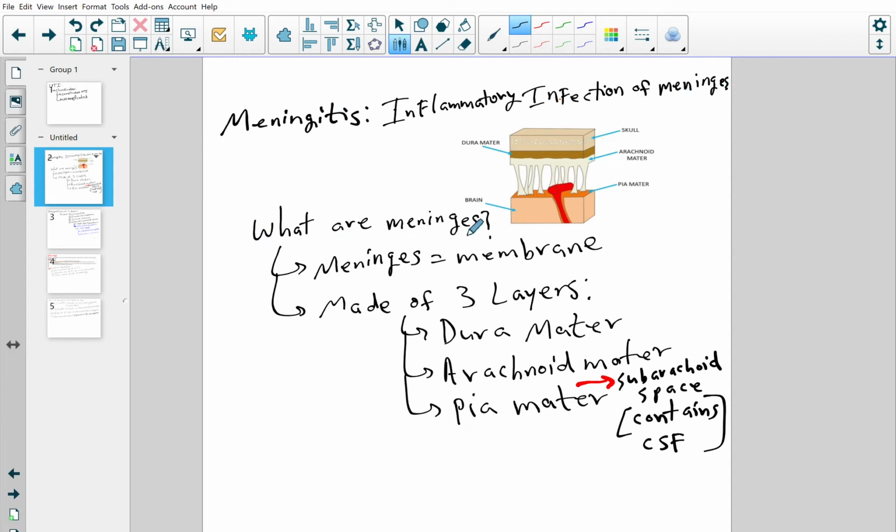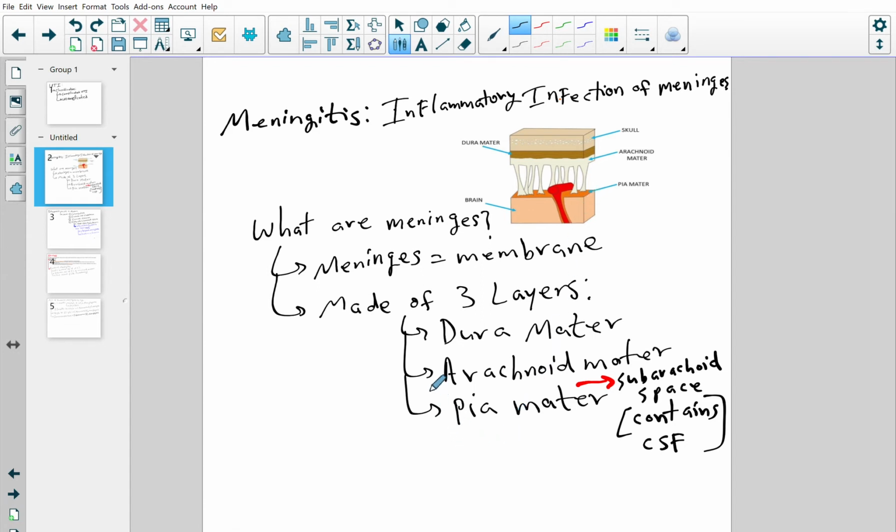So what are the meninges? The word meninges means membrane. And this membrane is made up of three layers. The outermost layer is the dura mater, followed by arachnoid mater, and finally pia mater. So in the picture you could see the dura mater, followed by arachnoid mater, followed by pia mater.